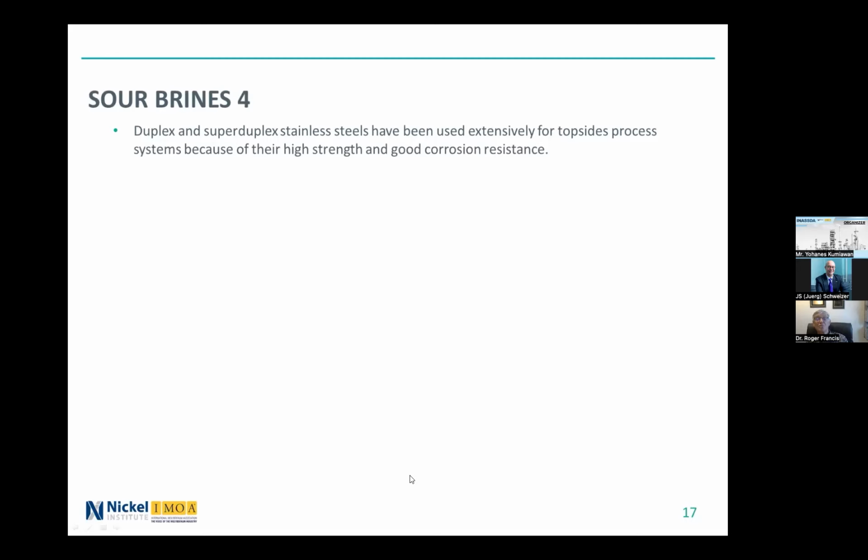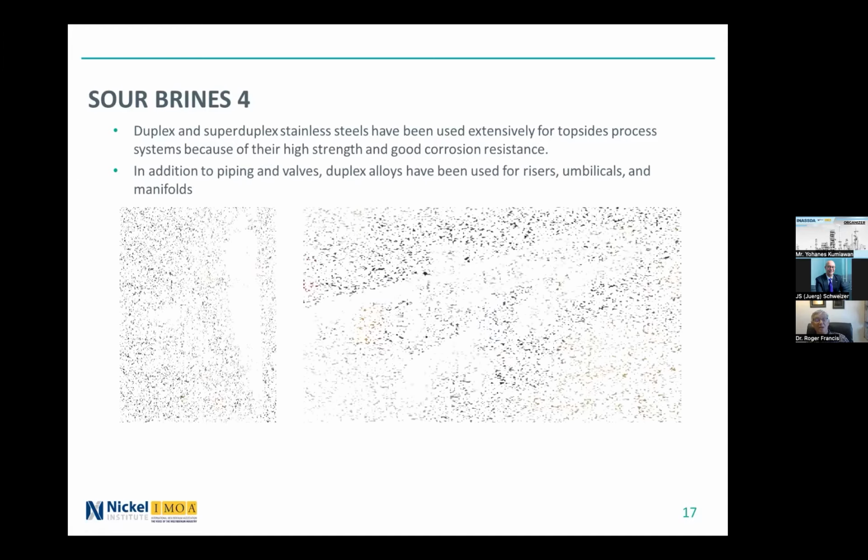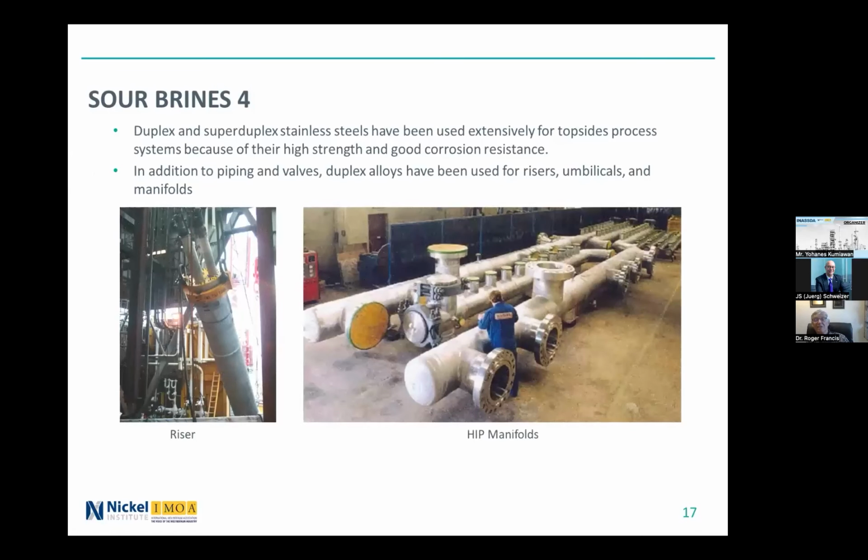Now, duplex and super duplex stainless steels have been used extensively for topside process systems because of their high strength and good corrosion resistance. In addition to piping and valves, duplexes have been used for risers, umbilicals, and manifolds. This shows a riser, with super duplex in the carrier pipe being installed on an offshore platform. And this shows offshore manifolds, which have been made by hot isostatic pressing.